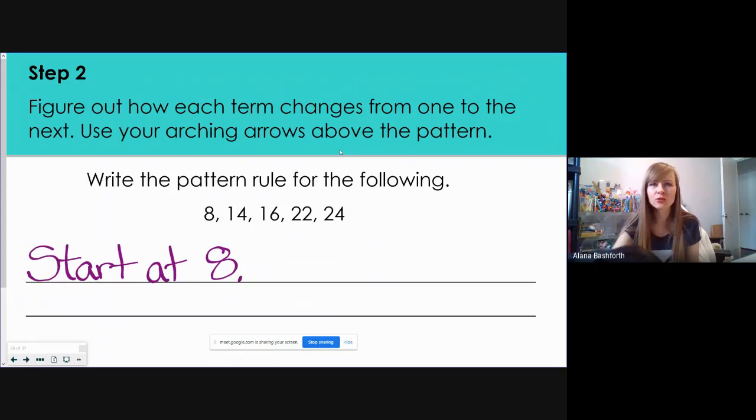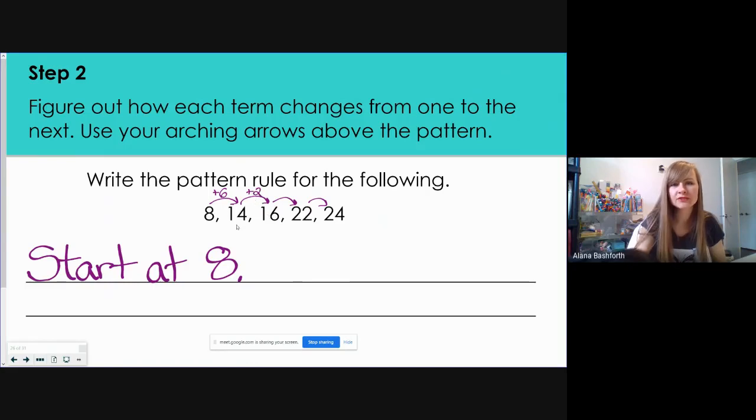In the last 2 lessons that you watched, we used this strategy, and we're going to use it again. It is very useful. So put our little arrows going from one number to the next, and then we just have to figure out how they increase or decrease. So 8 going into 14, we increase by 6, because 8 plus 6 is 14. Then from 14 to 16, we go up by 2.